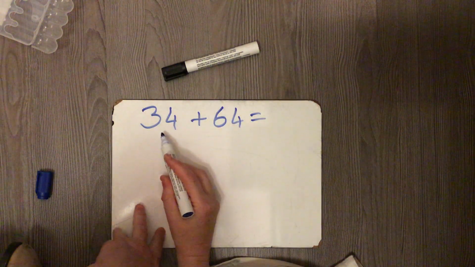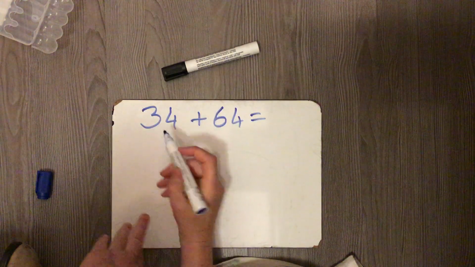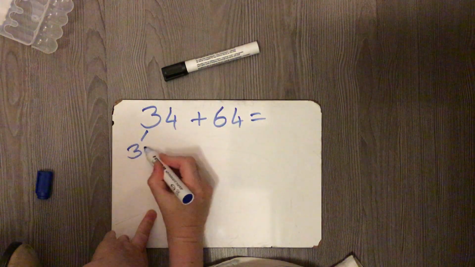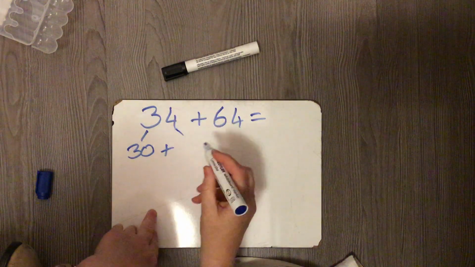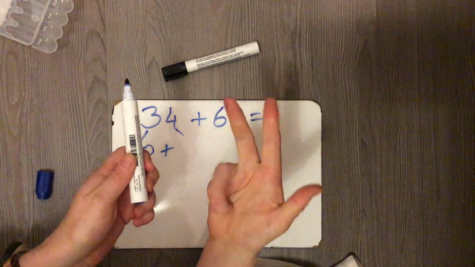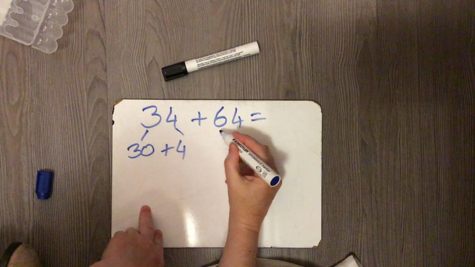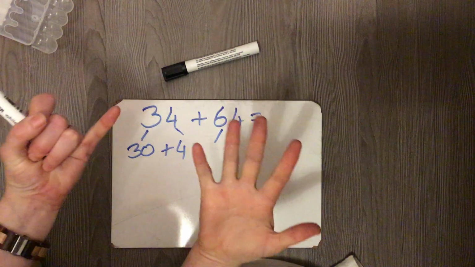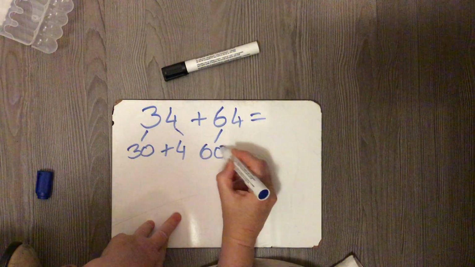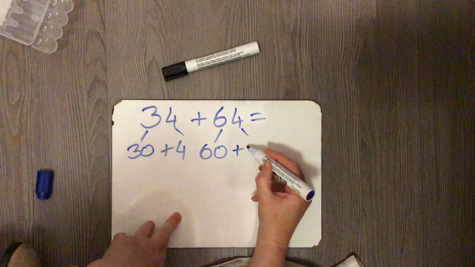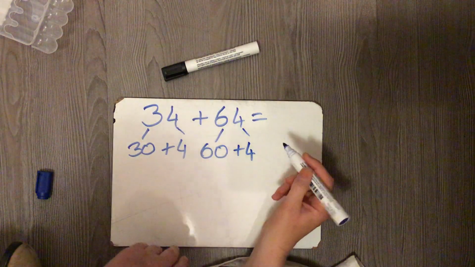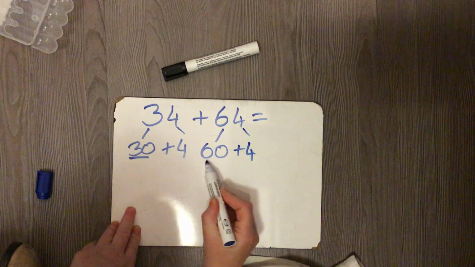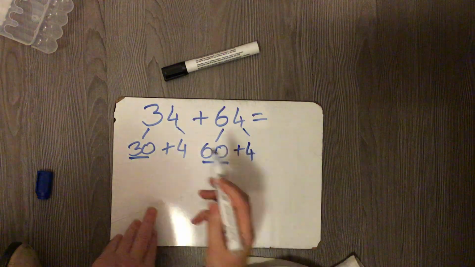So, when I'm breaking 34 into tens and units, it's 10, 20, 30 plus 1, 2, 3, 4. And then I have 10, 20, 30, 40, 50, 60 plus, oh, there's another 4. 1, 2, 3, 4. My next step is to take the tens and make that a number sentence.